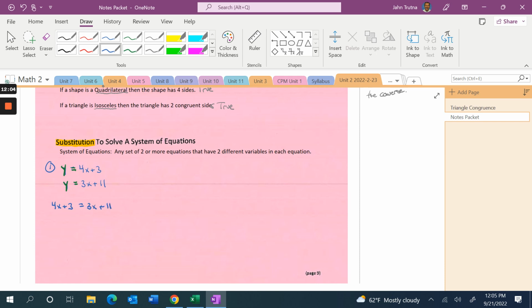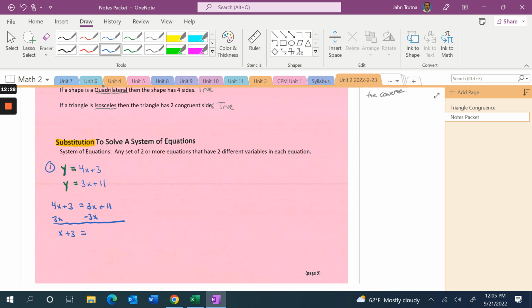Because both of those equations are equal to the same variable y, that means that they're equal to each other. So we create the equation 4x plus 3 equals 3x plus 11, and then I solve this equation to solve for x. So I'm going to subtract 3x's from each side of the equation. 4x's minus 3x's is x.